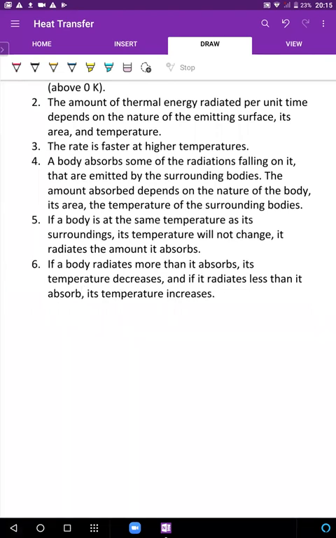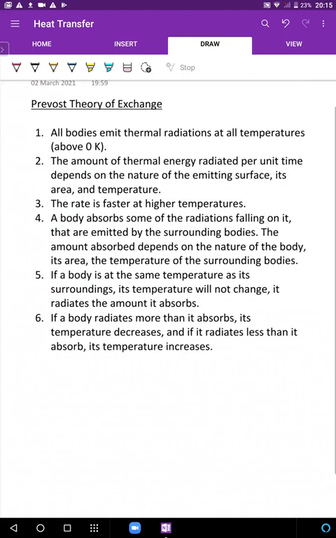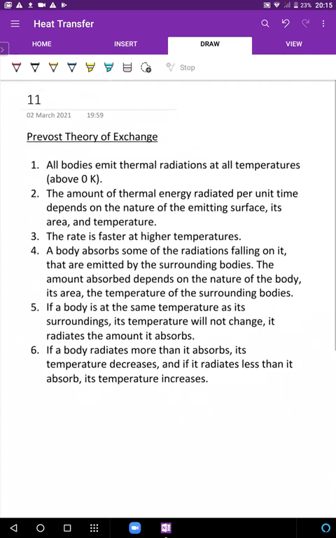On the other hand, if your temperature is more than the surroundings, then you're going to radiate more and absorb less, and then your temperature will decrease. Okay, got it? Understood what's going on? Logical statements. All right, cool. So this is the idea. This is your Prevost's theory of exchange.